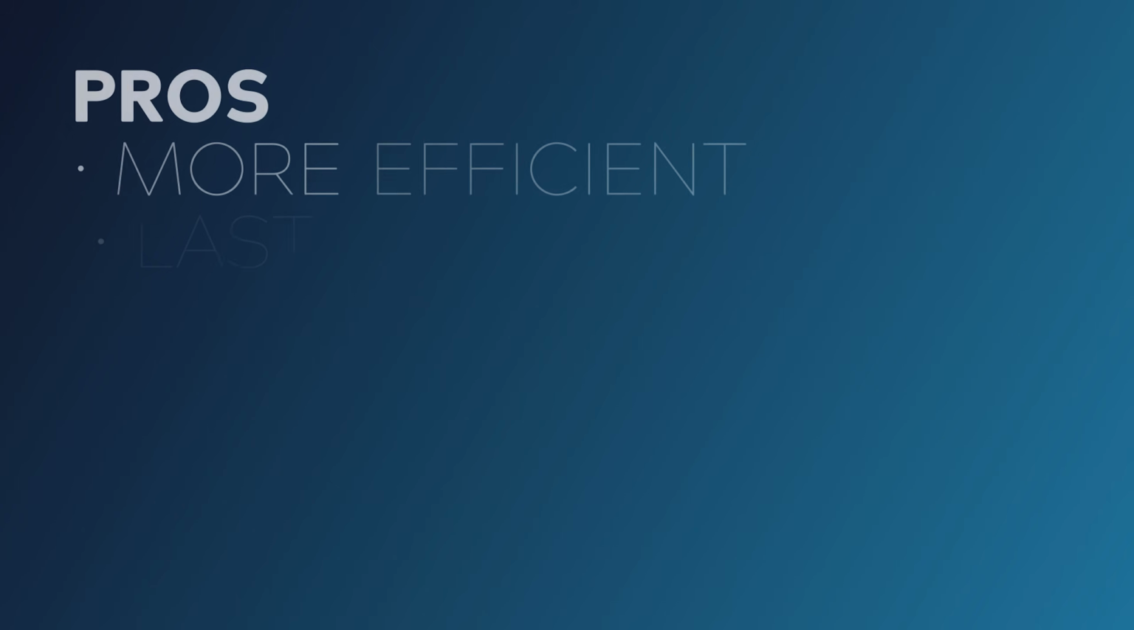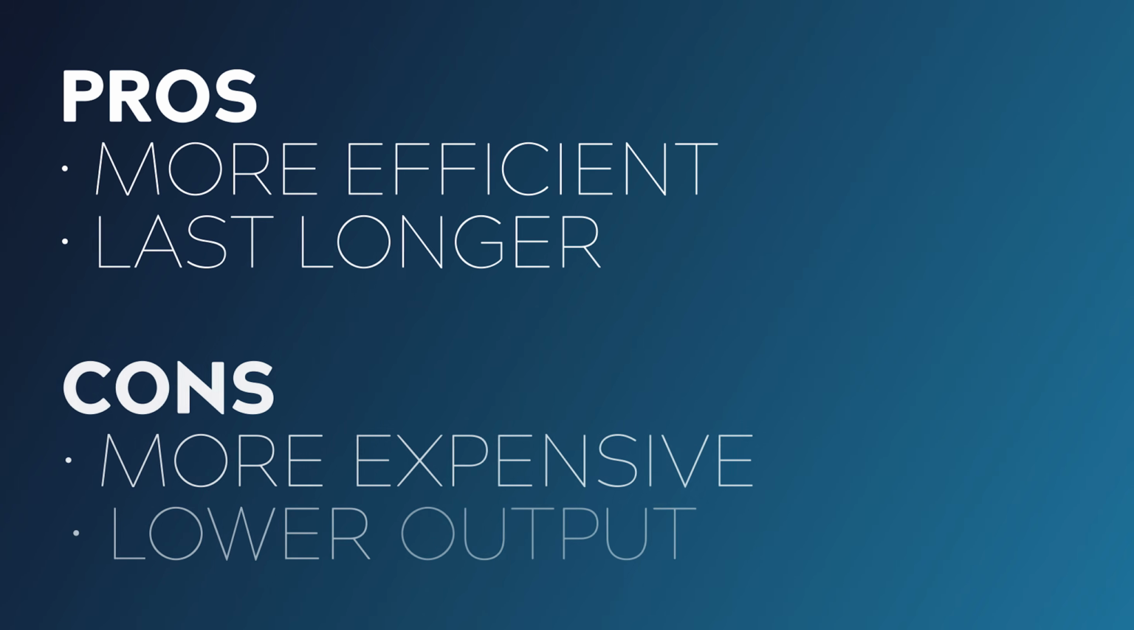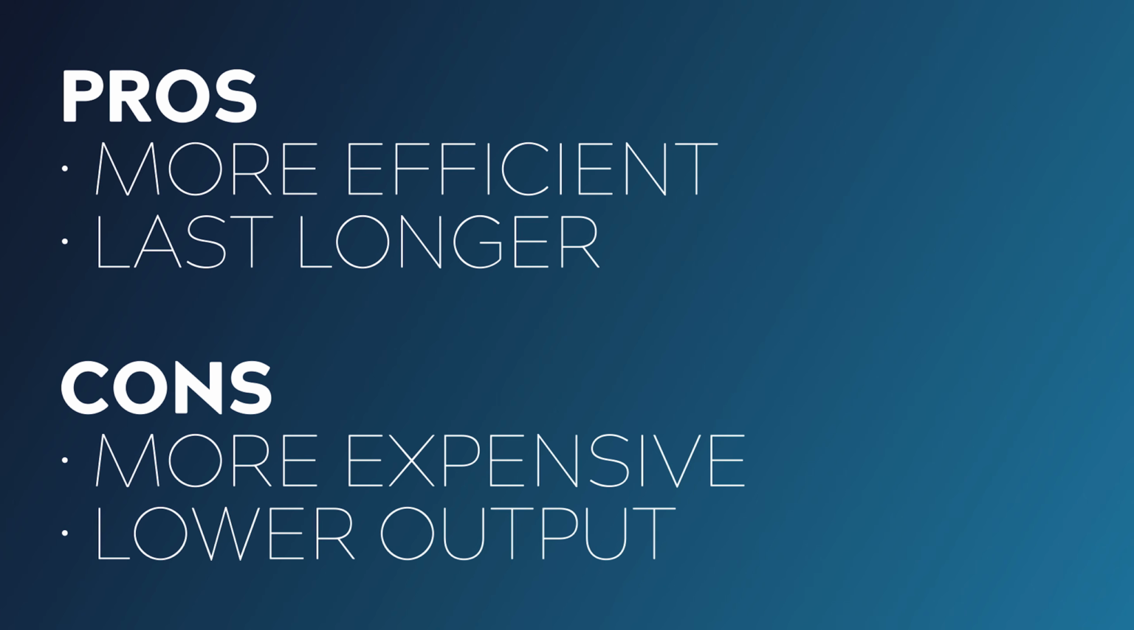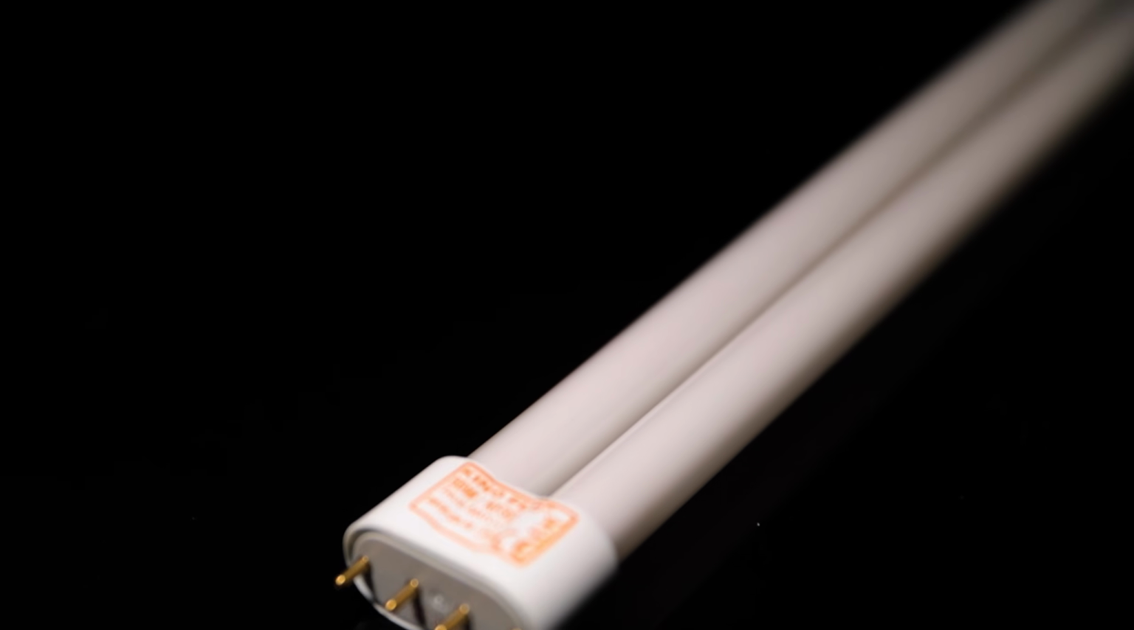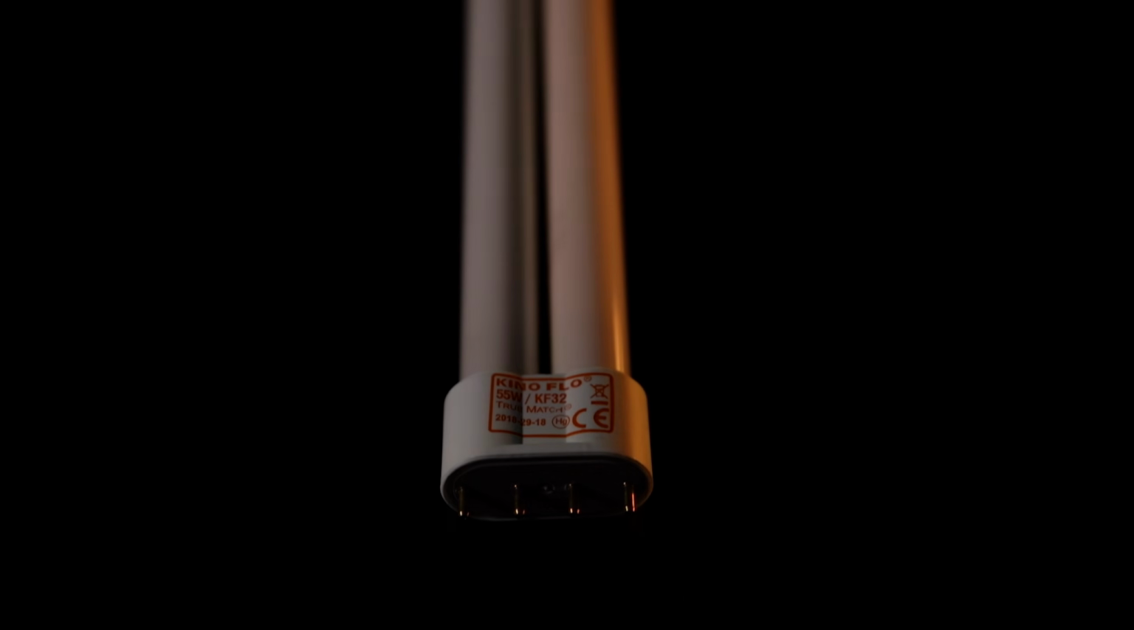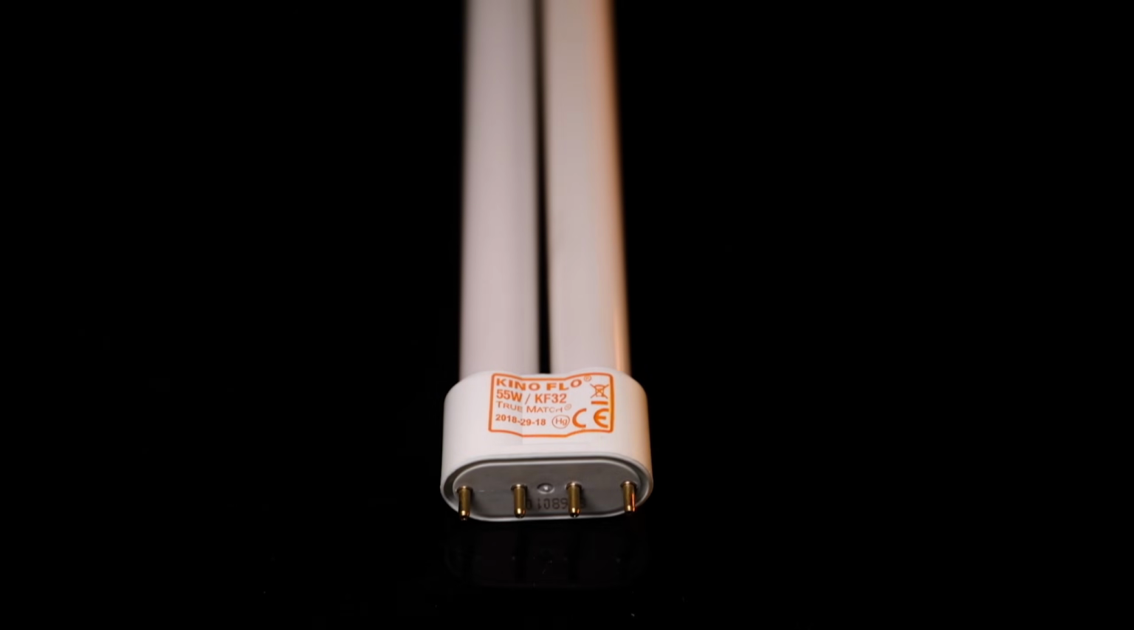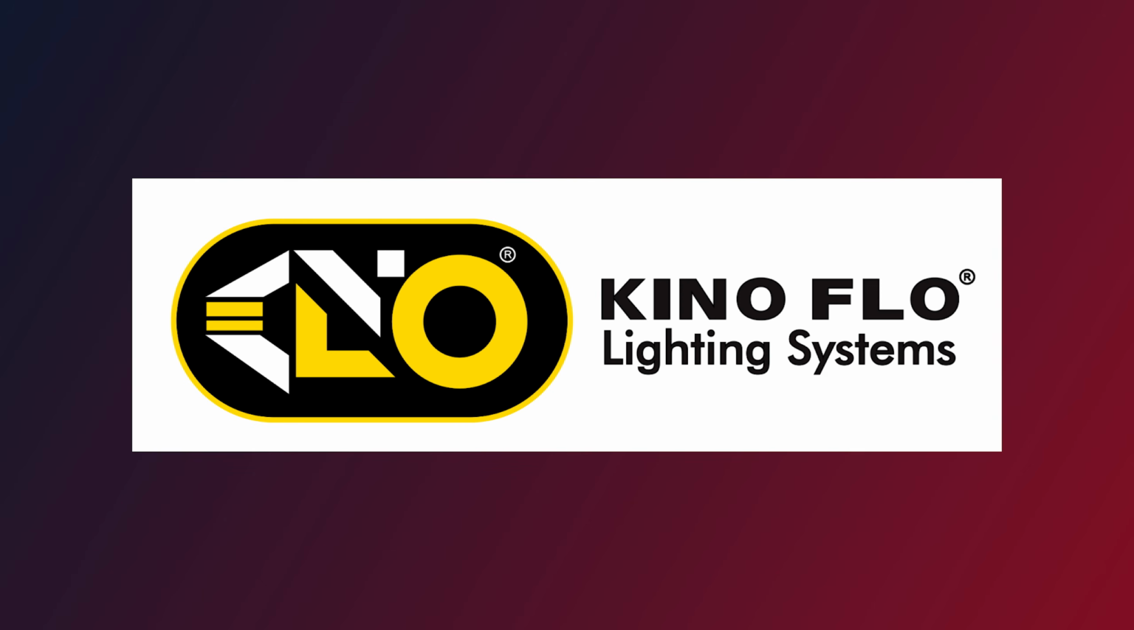Although fluoros are more expensive to build than tungsten lights, they are much more efficient and have a longer lifespan. They do, however, have a much lower output than both HMIs and tungsten lights. The biggest downside to fluorescence is that it can be difficult to find bulbs with a high enough CRI rating for film and video, with Kinoflo being the brand that's the best at 95 CRI.